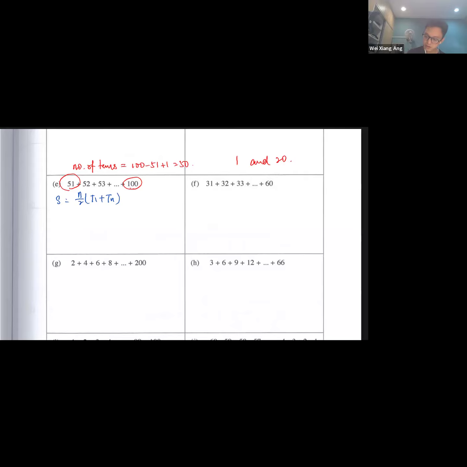Okay, so the number of terms here is 50 over 2. First term is 51. The last term is 100. Okay, so this one is actually quite useful to know and remember. You will use it again in MF. Okay, so 3775. Okay, part G, part H, I won't go through because it's quite fun to do yourself. You have to think about how to do it. Okay, can I move on?